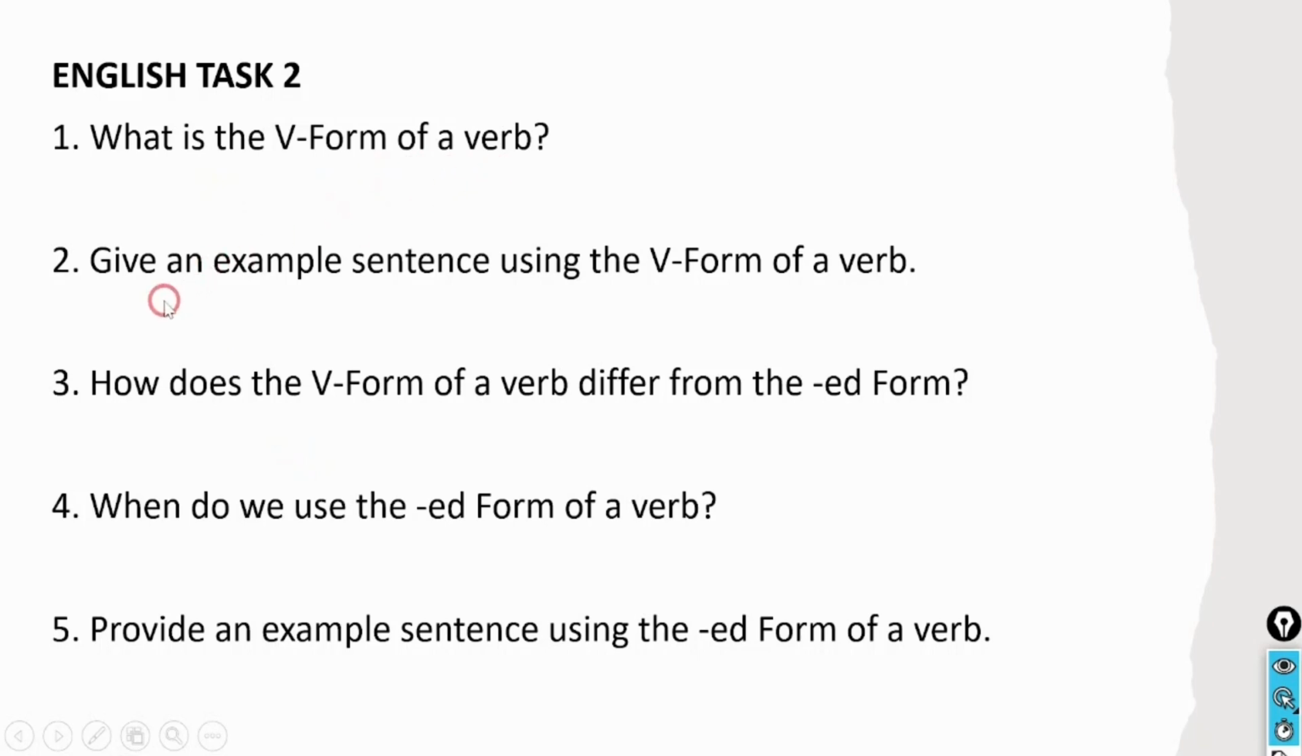Form of a verb. You need to answer: give an example sentence using the V form of a verb. Then 3, how does the V form of a verb differ from the ED form?